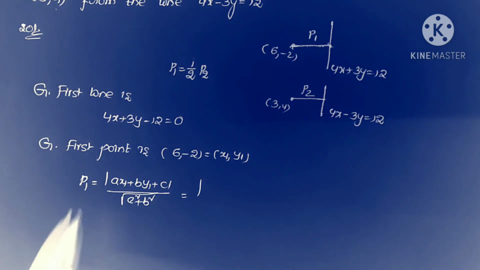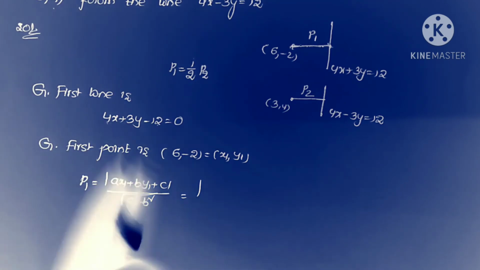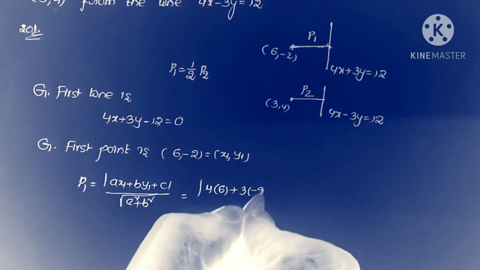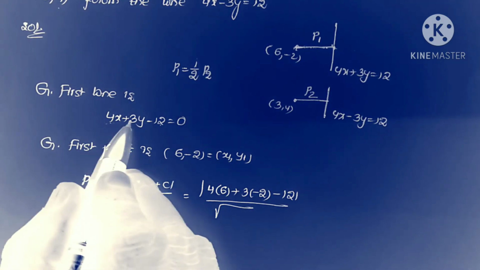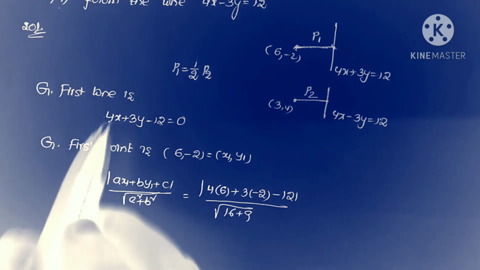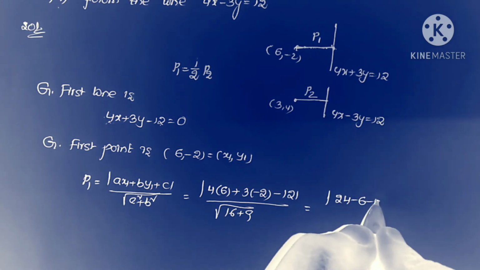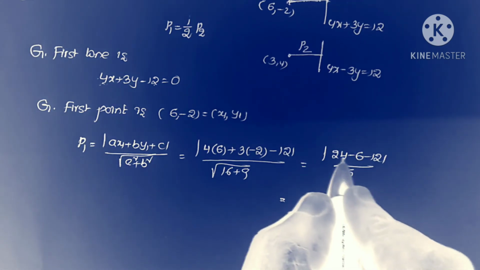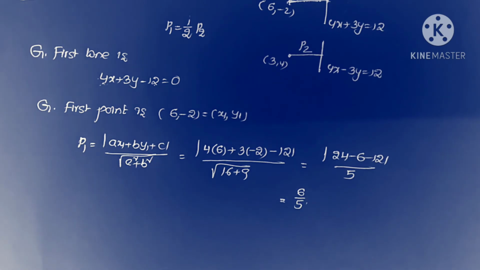Now we replace the values. What are a, b, c? They are 4, 3, -12. So a times x1 is 4 into 6, plus b times y1 is 3 into -2, plus c which is -12, divided by the square root of a squared plus b squared, 16 plus 9, where a is equal to 4 and b is equal to 3. Now this is 24 minus 6 minus 12, divided by root 25, that is 5, which is equal to 24 minus 18, that is 6 by 5. Therefore the value of P1 is equal to 6/5.